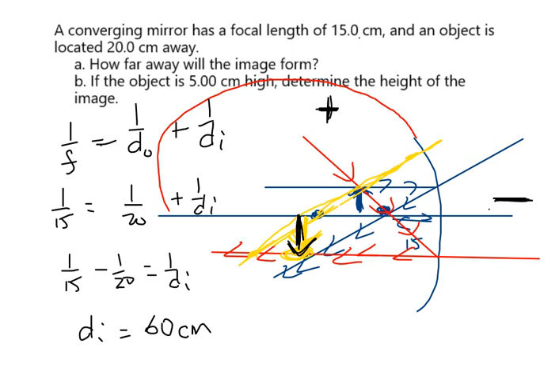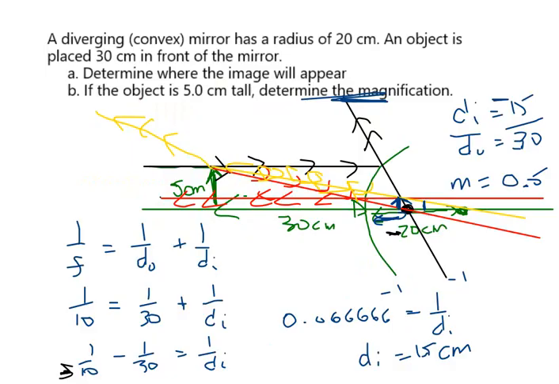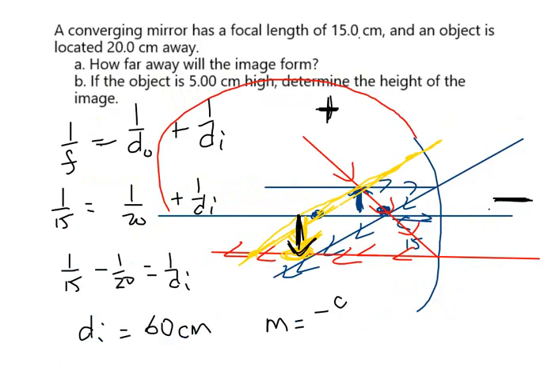So 1/15, 1/20, and 1/di gets me 60. Then let's use the next formula. The next formula is magnification is equal to, let's see, what is it? It's negative di over do. So negative di over do. My di, the image, was 60, the object was 20. 60 divided by 20 means my magnification is negative 3 times.